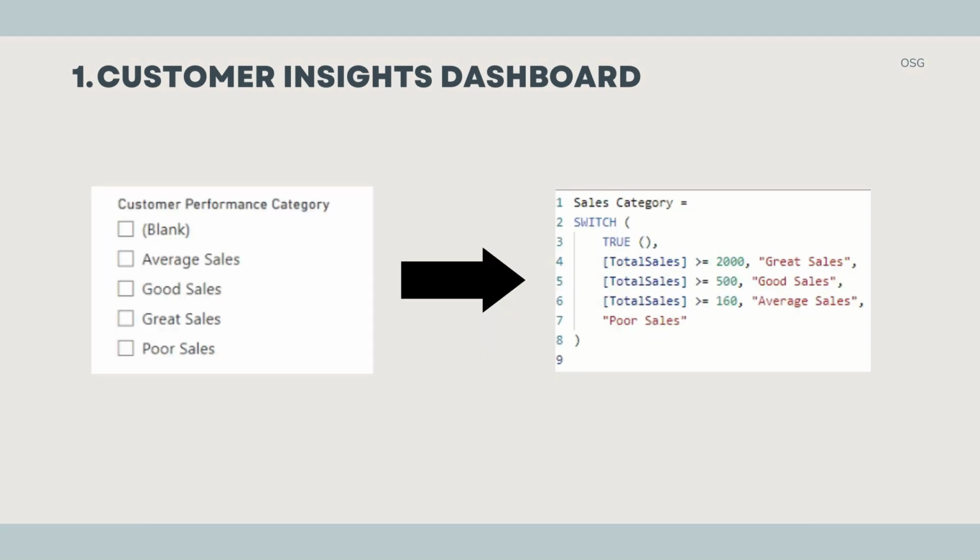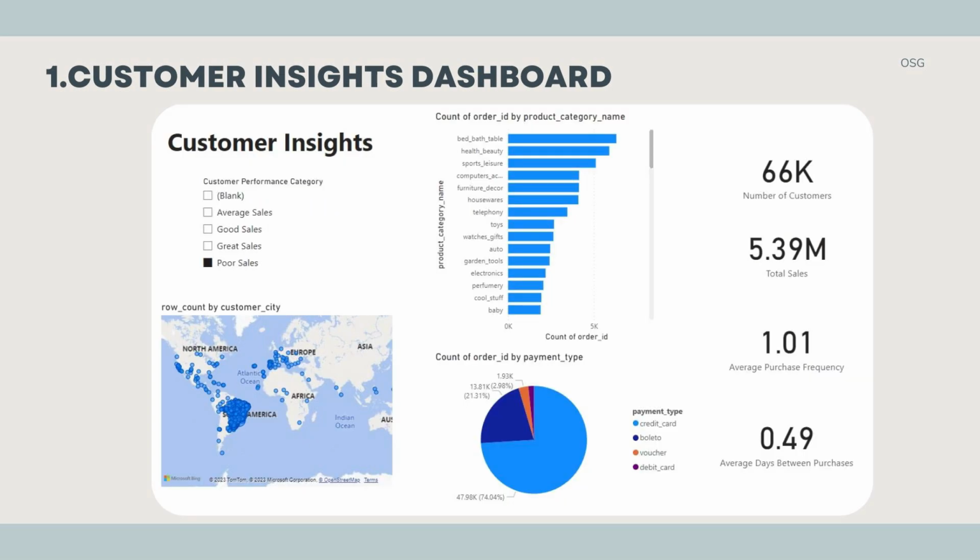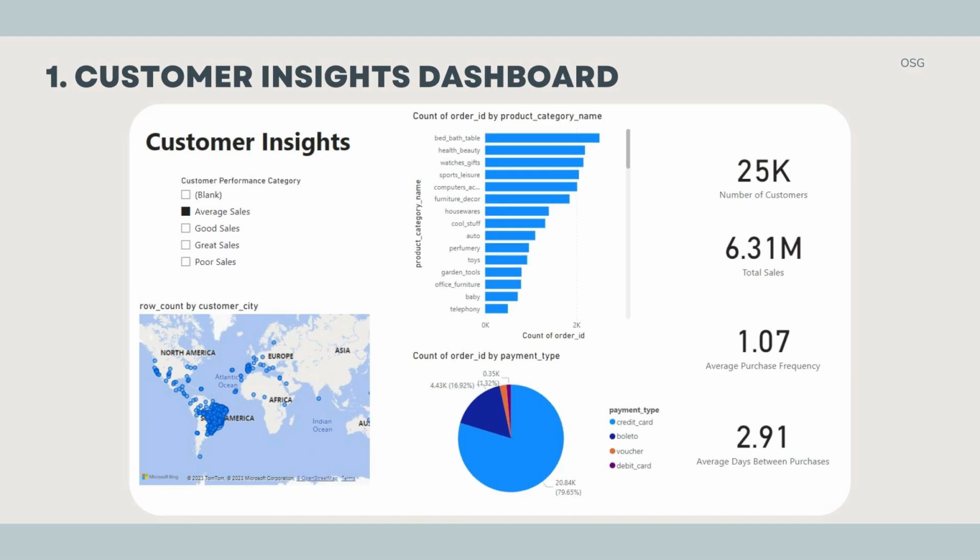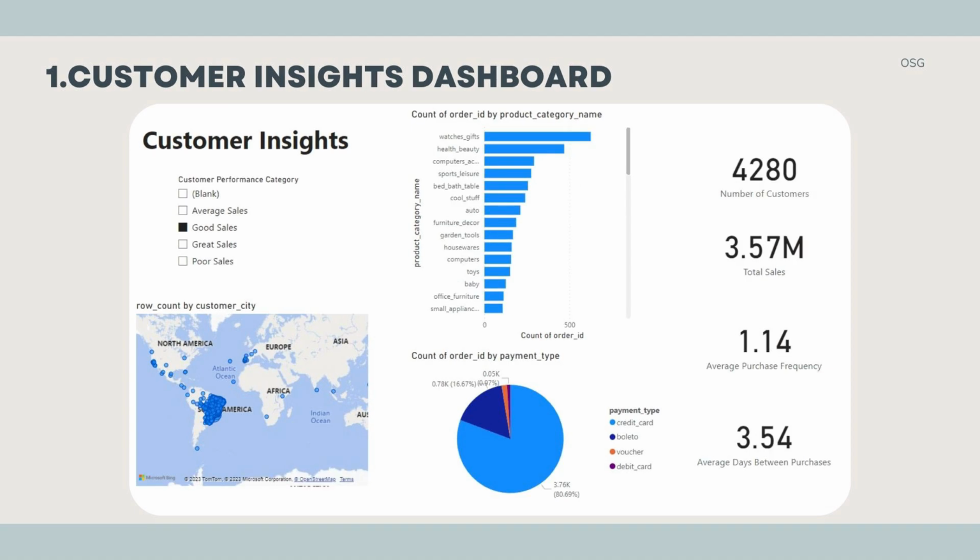And here is the criteria we used for the customer performance category. And you can select the slicer option to view the information for each customer group. From this finding, you can see that the average sales group generates the highest total revenue for the company, which the company may consider to create more campaigns towards this group.